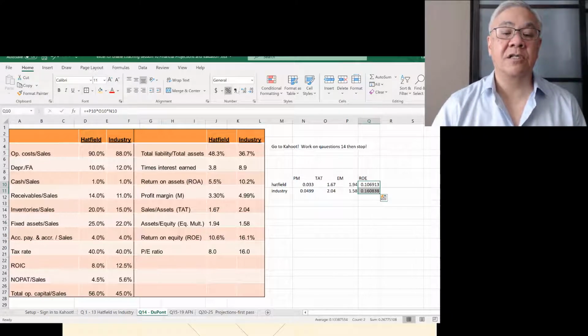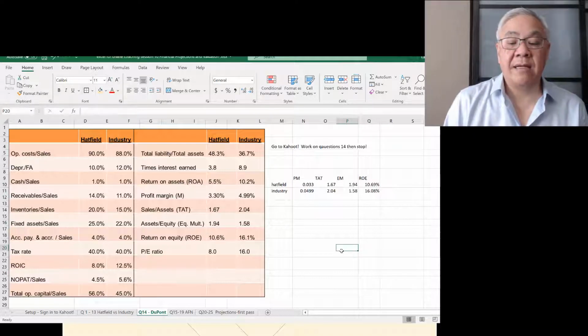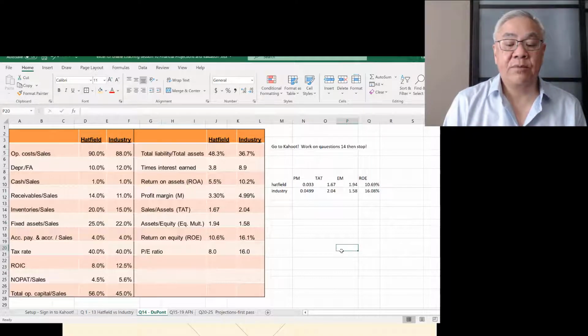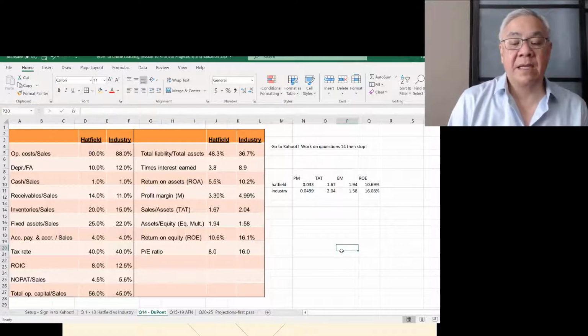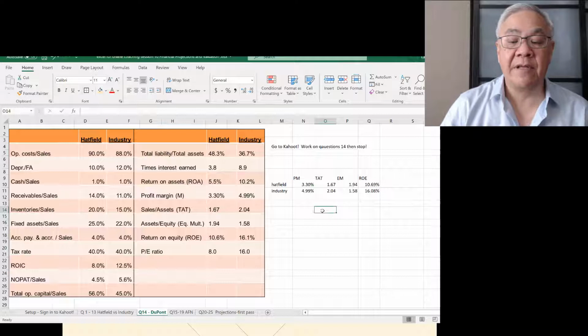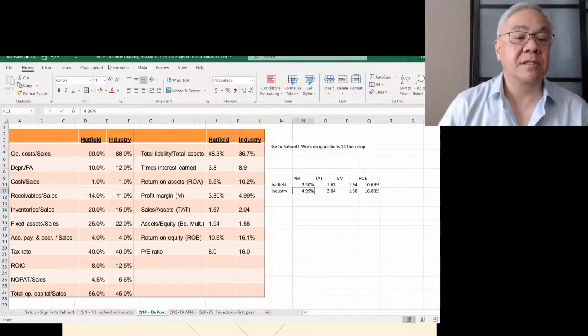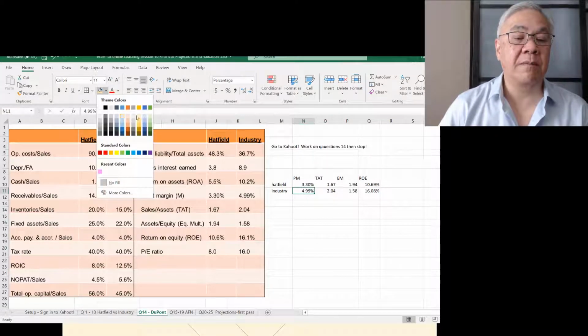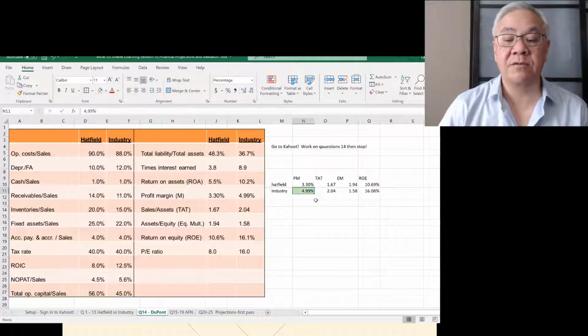Let's put in percentages just to show that it's the same number. Hatfield is 10.69 and the industry is 16.08. It looks like a rounding difference on Hatfield. What do we see? We see that Hatfield has lower margins. So let's put a star or make this green for the industry.